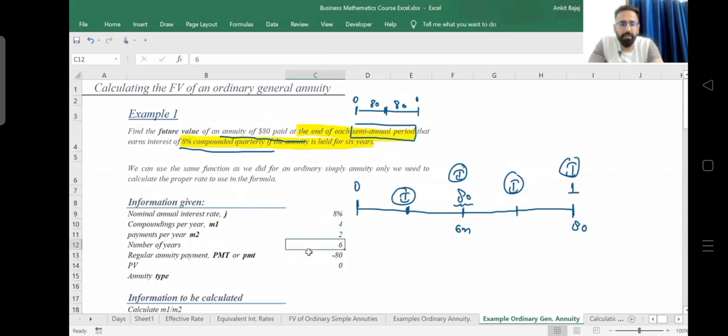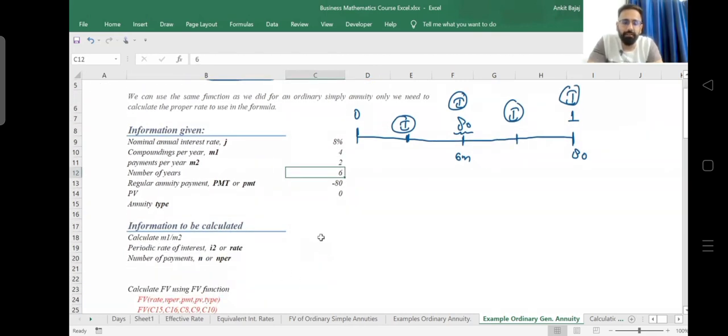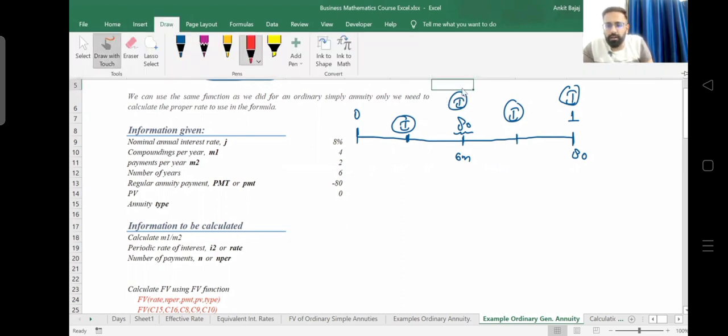Now what we have to do is calculate it. Here it is given. Now what we have to do is find the effective interest rate. What I'm trying to say is that we have to equalize this interest payment with the investment amount.